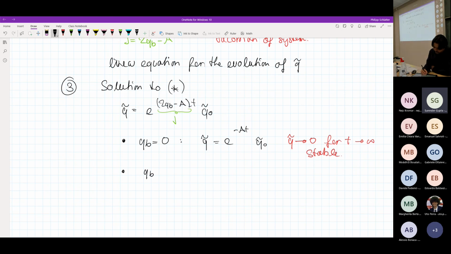Now, if we look at the other situation, when we had as the equilibrium point the point at A, then my Q tilde would be e to the, well, now we have 2A minus A. So that means e to the plus AT, Q tilde 0. And with what we have seen here, this Q tilde would now go to infinity for t going to infinity, just because we have exponential growth as a function of time. And of course, this would be an unstable situation.